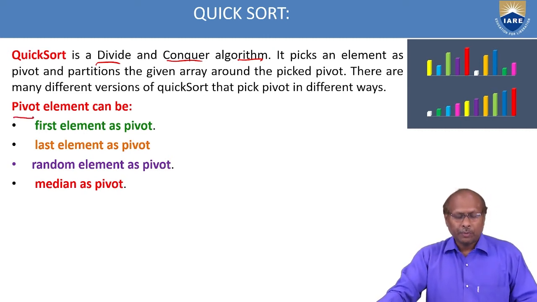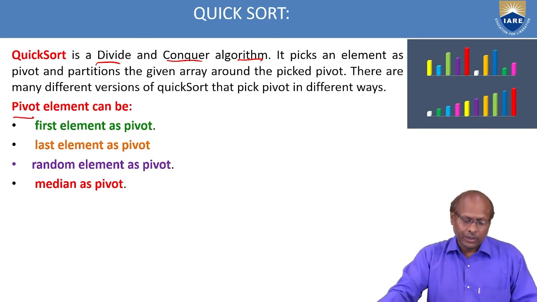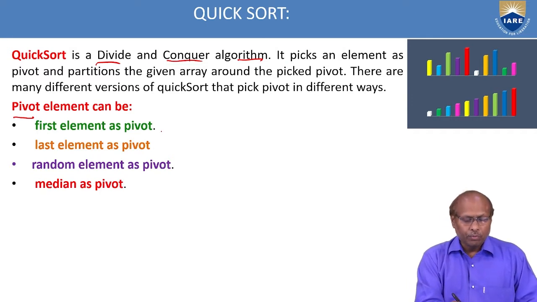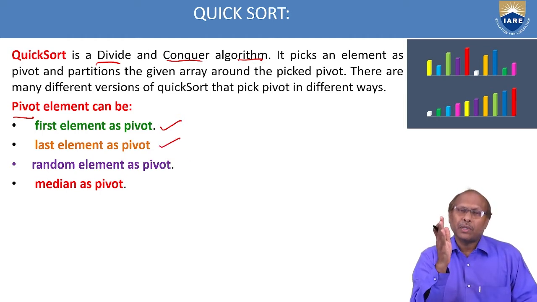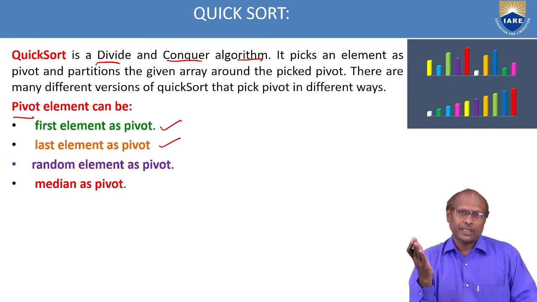You can choose the first element as the pivot, or the last element, or even a random element, or the middle element. But most people prefer the first element as the pivot. Sometimes they may use the last element of the list as the pivot. Pivot means the main element, and based on that you can divide into two parts.